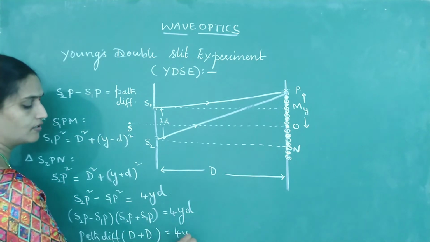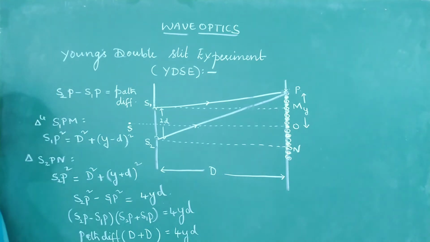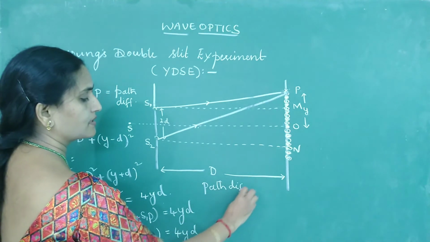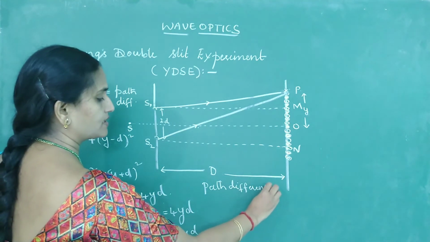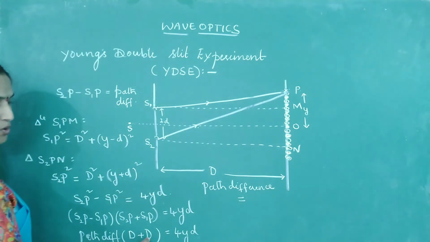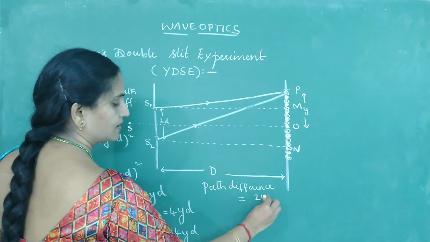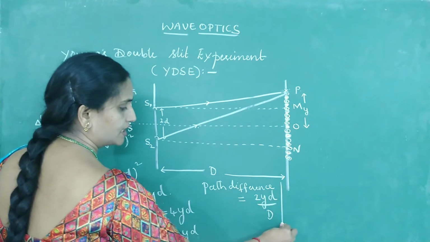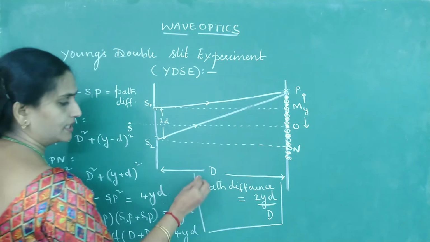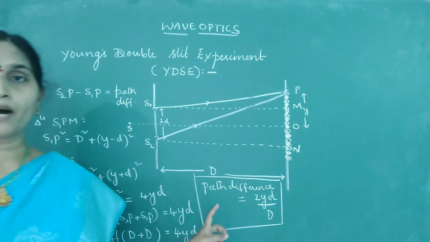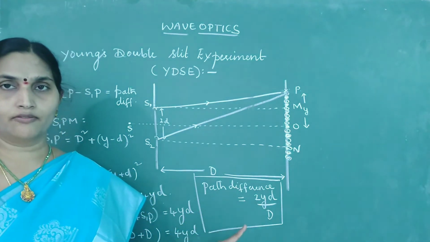Should be 4y into small d. So from this relation, tell me what your path difference is coming out to be. Okay, I can write the path difference between the two intersecting waves as 4yd by 2D, that is nothing but 2y small d divided by capital D. So remember this relation. This is one way of evaluating the path difference between the two interfering waves.